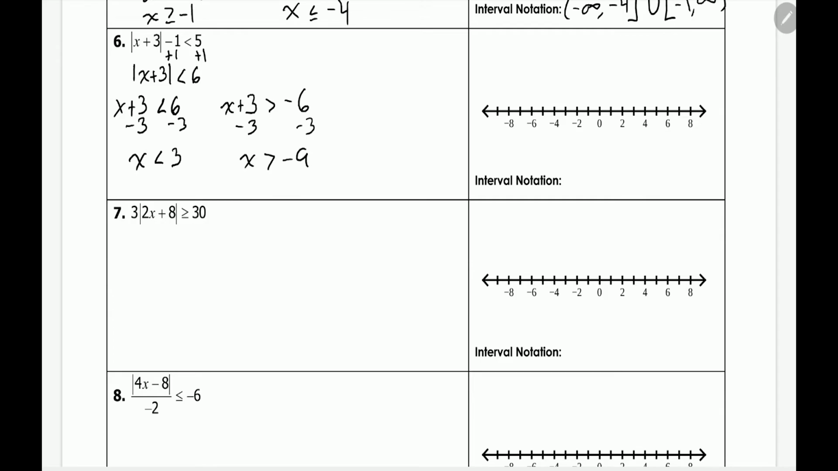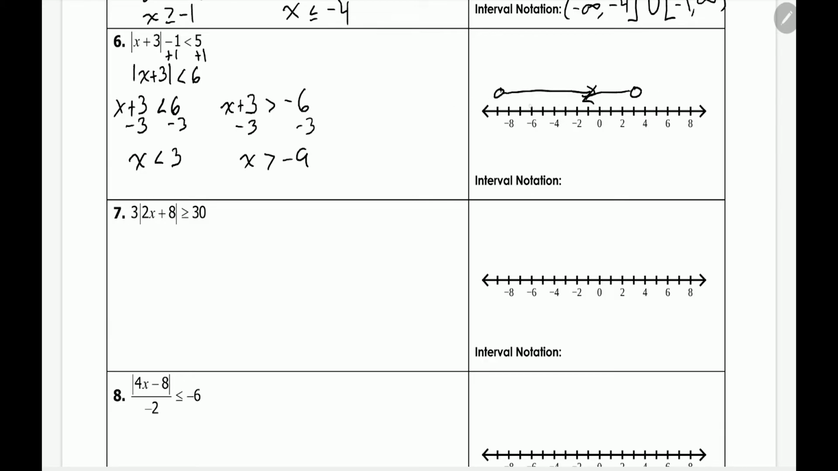Okay, let's go ahead and graph it. So we have x is less than 3. We go over here to 3. We have an open circle. We're looking for the numbers that are less than 3. They're to the left. That's the first one. So we have x is greater than negative 9. We go to negative 9. We have an open circle. And we're looking for numbers that are greater than negative 9. So that means we go to the right.